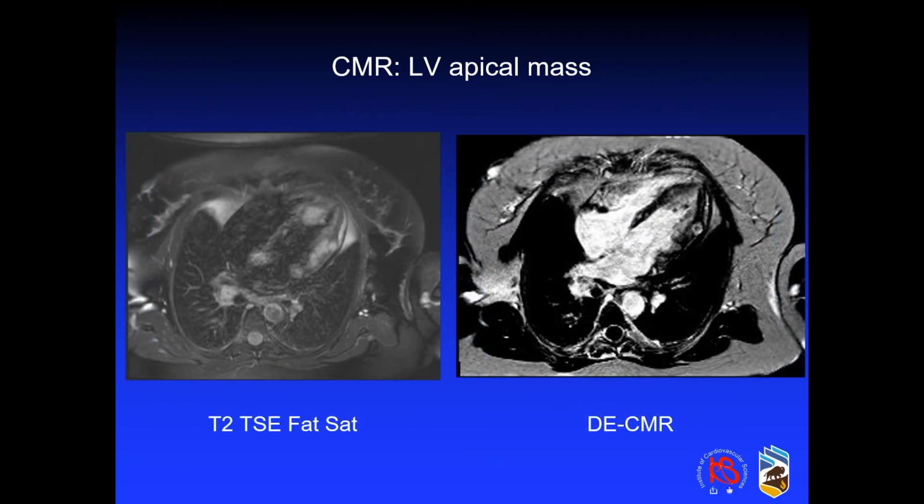On the T2 images on the left, we can see the masses that are present within the interventricular septum and lateral wall that are hyperintense and white. And when we give gadolinium to this patient, we can see that the masses do highlight.